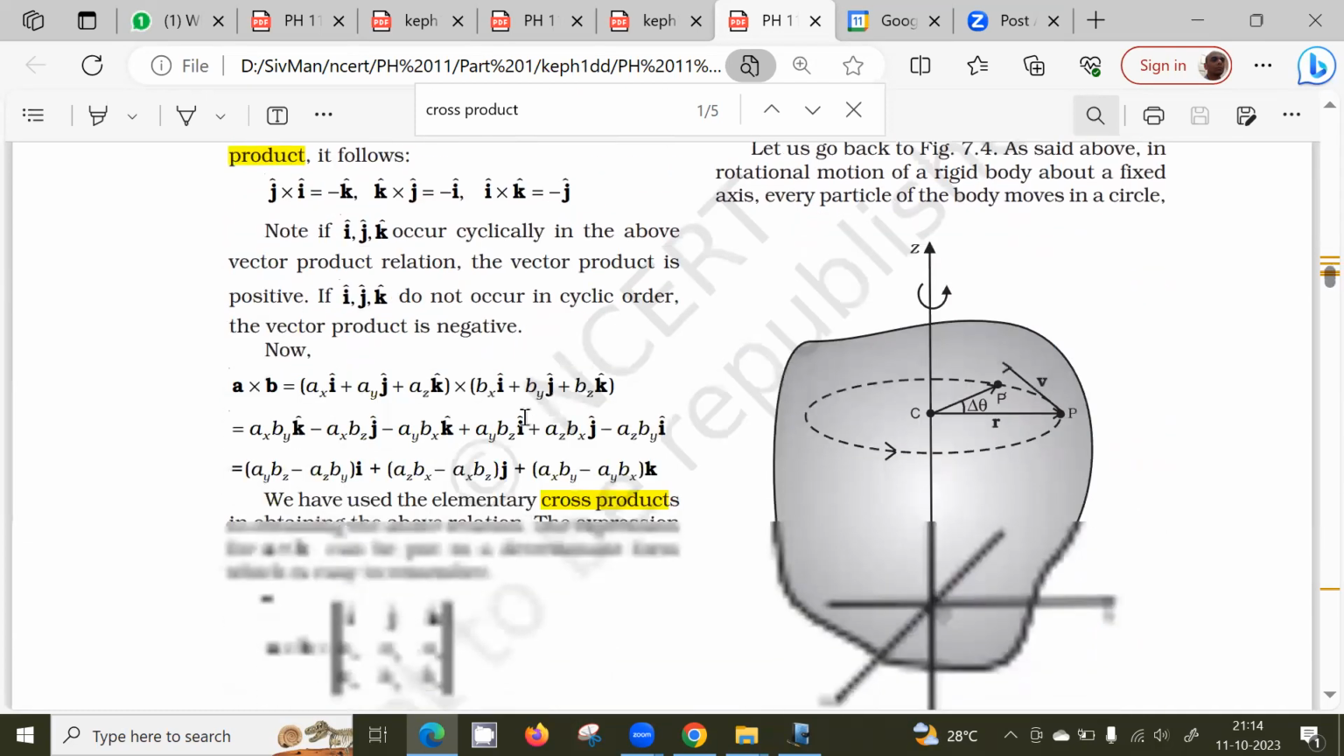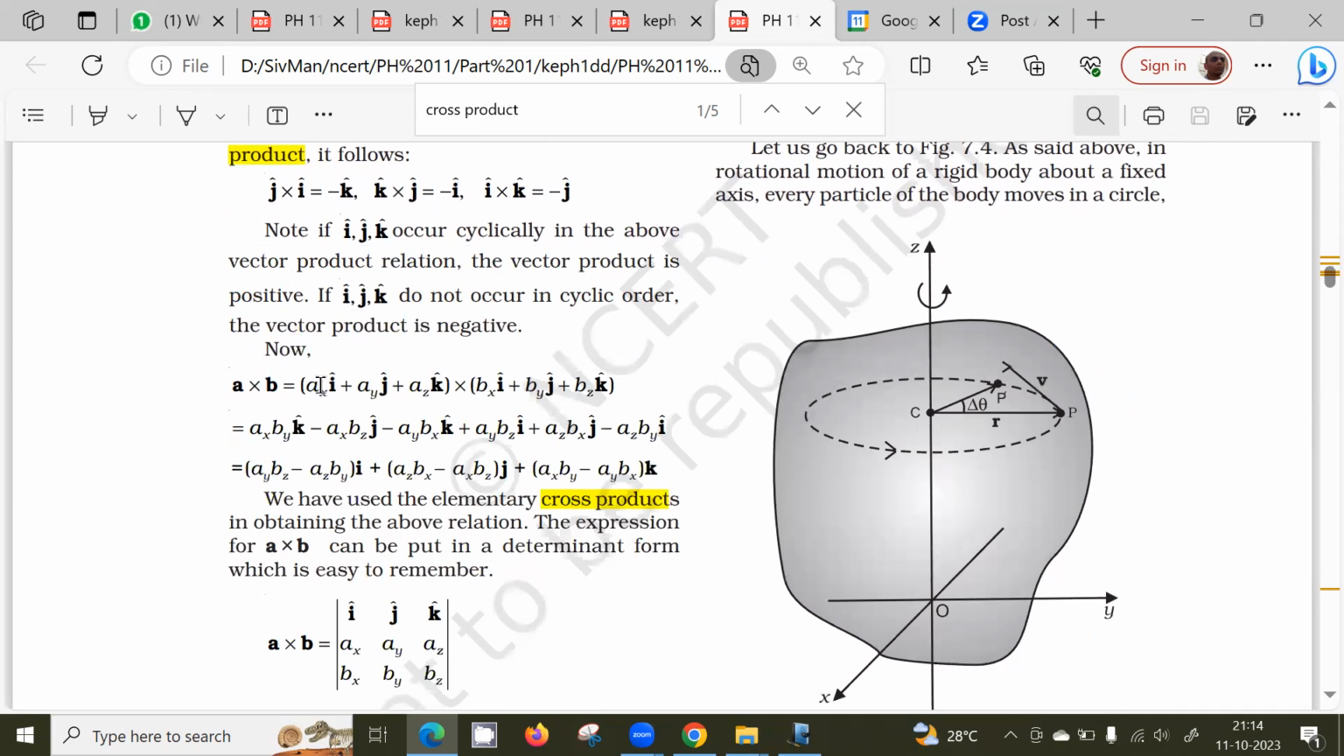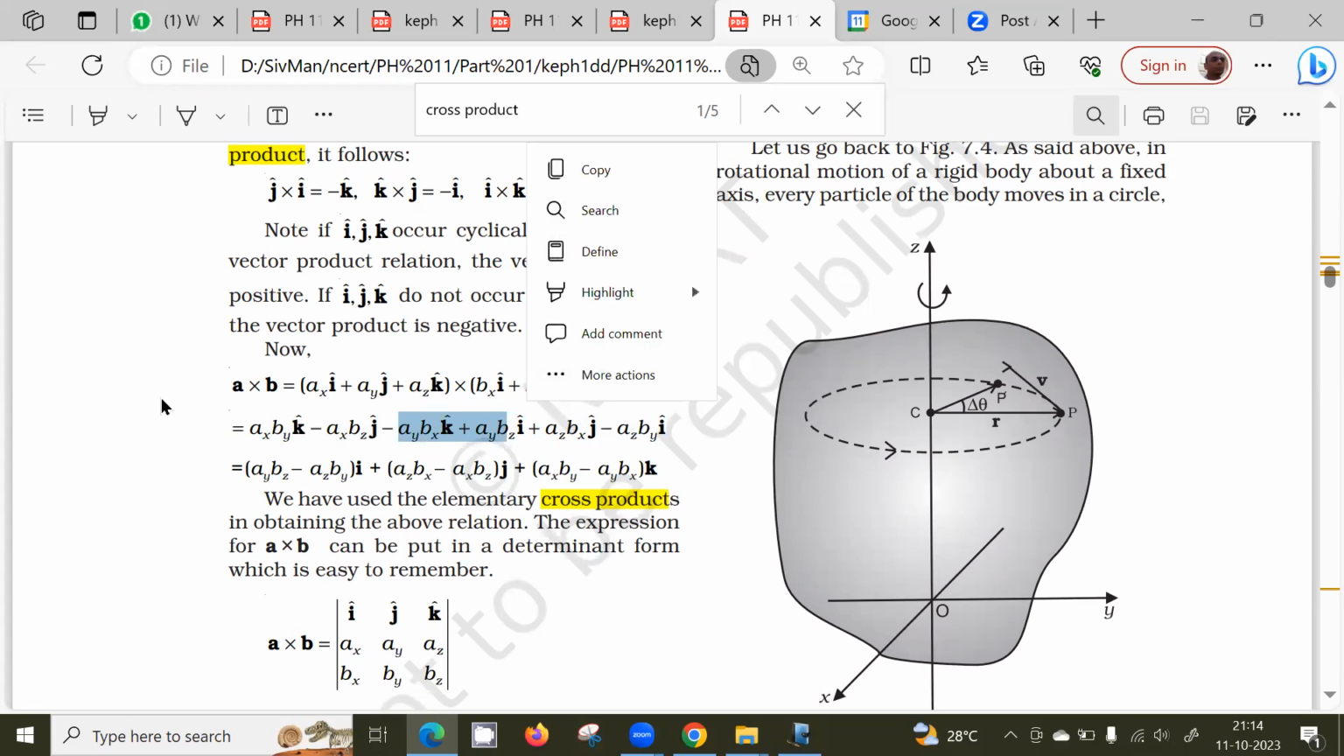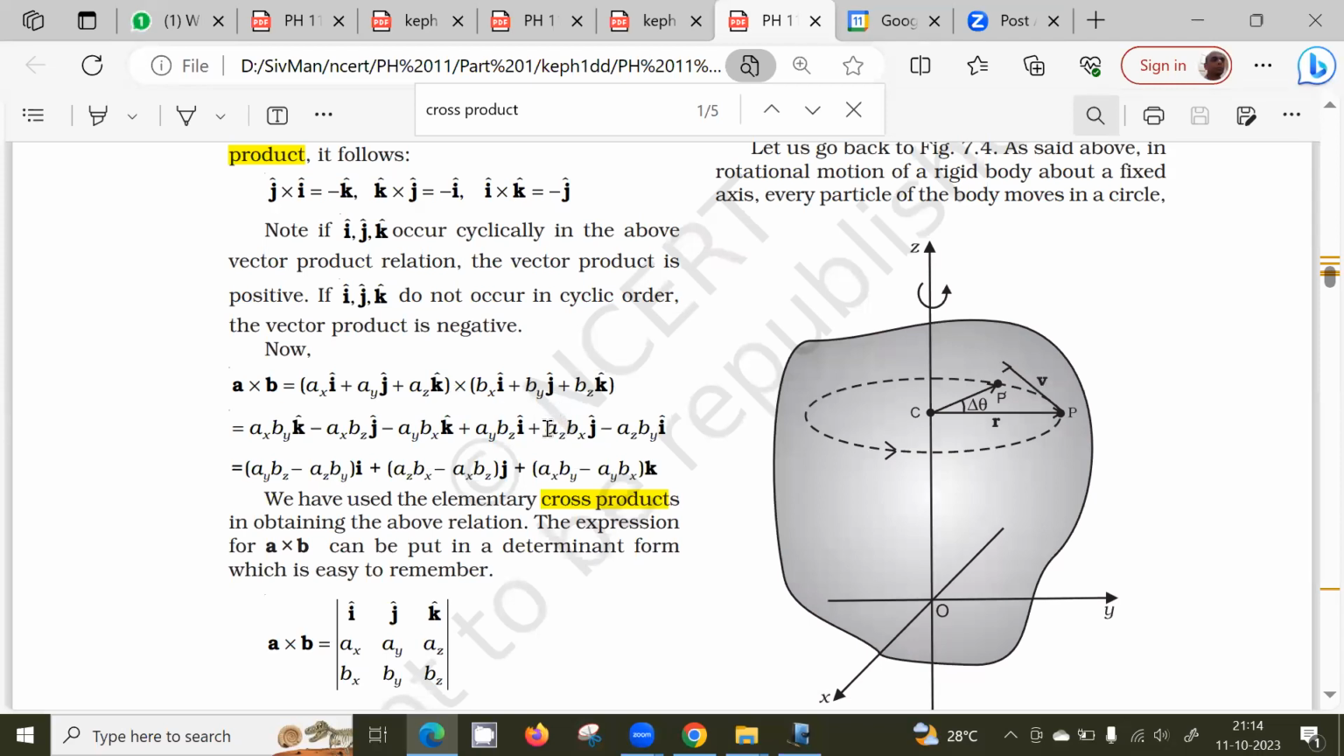Okay, so using these things, when I cross I with I, it will give me 0. I cross J will give me K, and I cross K will give me J. So K and J. Similarly, this term will give me J cross I and then J cross K. J cross J is 0. So this cross with this one will give me these 2 terms. Similarly, K cross with these 3 terms will give me 2 terms, that is these 2 terms.